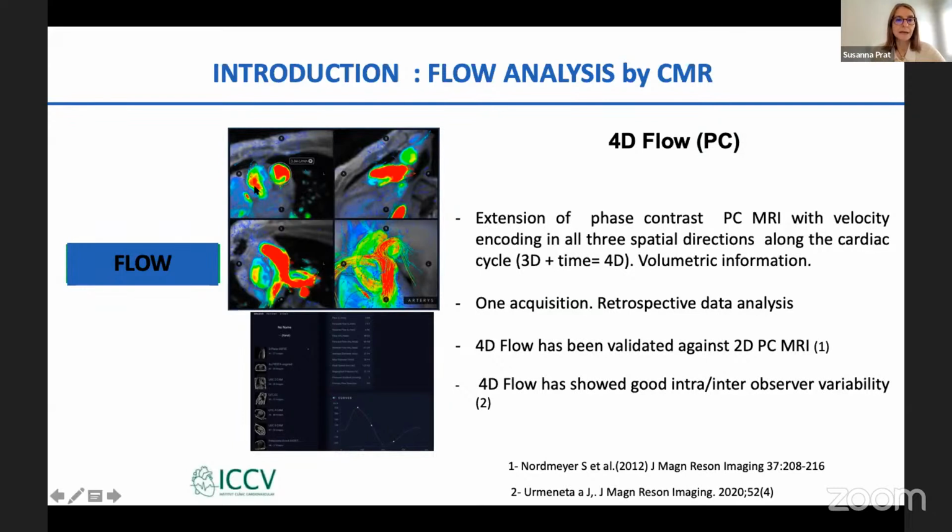Here we have an example of how it works, similar to the 2D. Once we have the data, we choose the vessel that we want to analyze, with, for example, two axes, and we get this cross-section. With the dedicated software, we trace the area through the cardiac cycle, and the software gives us all the quantitative information, as we'll see.